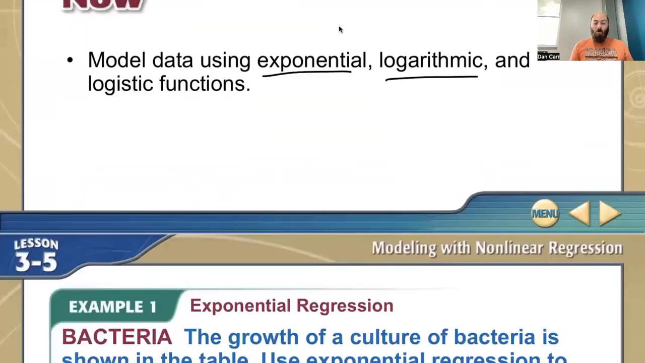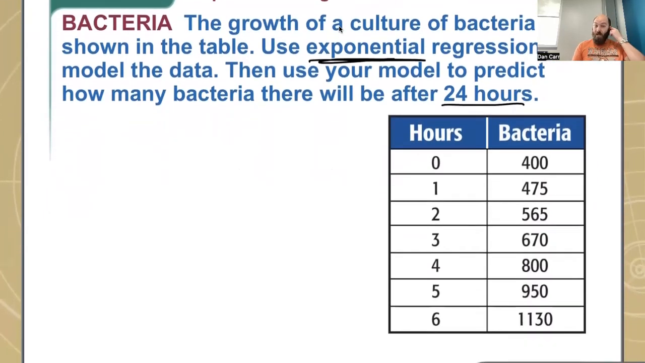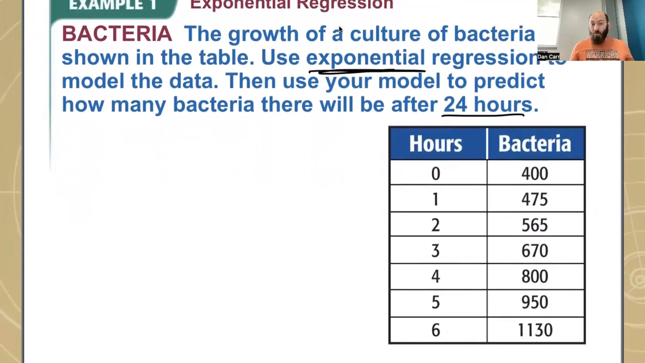So here's our first example. The growth of a culture of bacteria is shown in the table. Use exponential regression to model the data. Then use your data model to predict how many bacteria there will be after 24 hours. So in this setup, we have all these values. We need to go into our graphing calculator or Desmos and do our regression, but now we're going to do it as an exponential regression.